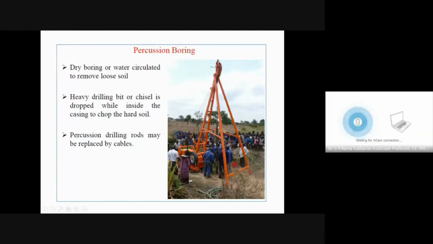Please see here now, my cursor. You can see this is actually a heavy drilling bit, a chisel. We will apply blows, tap, and give the impact. Then this chisel tries to penetrate into the ground. This is quite common, percussion boring. When hard soil is there, we can do percussion boring. We can make the hole in the ground by using percussion boring. Okay, let me move to the next one.